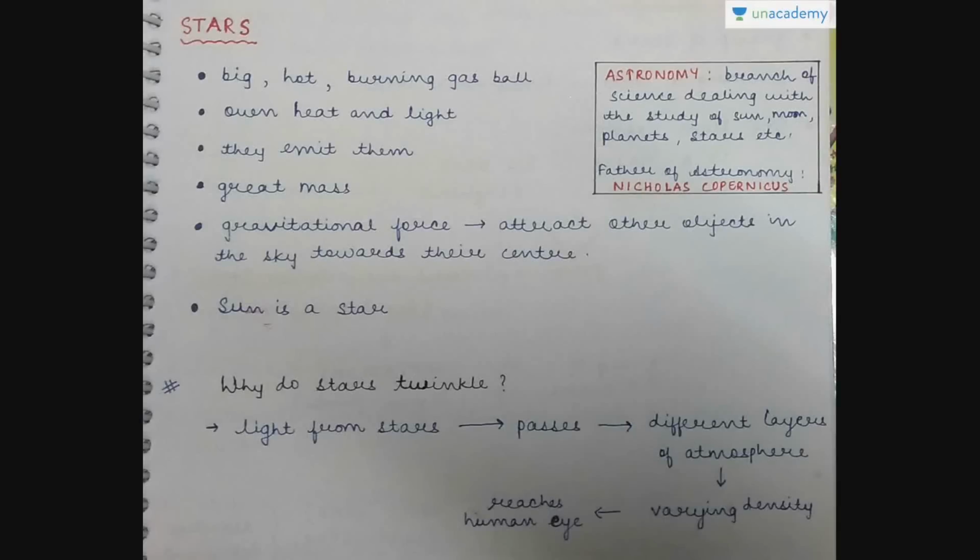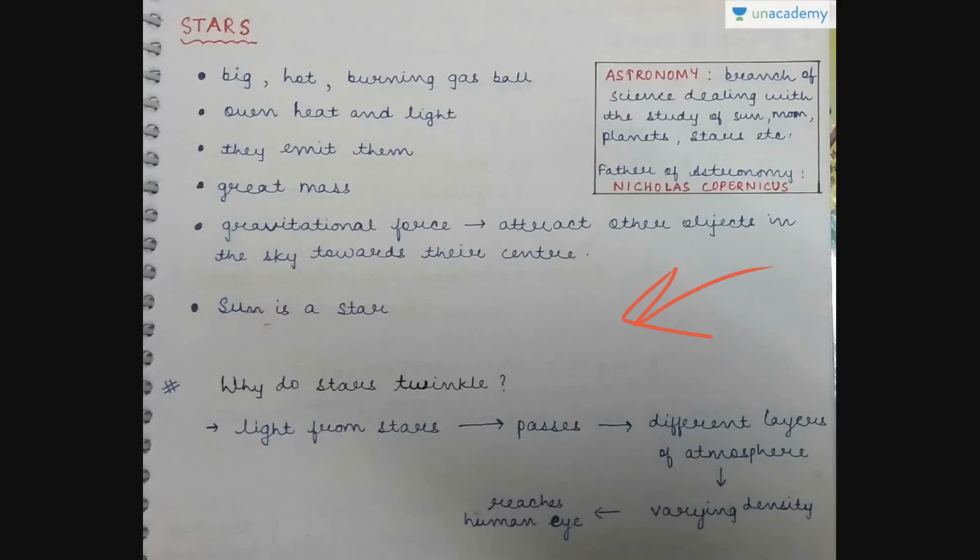Now, what are stars? They are very big, huge in size, very hot, and they are burning balls of gases. They have their own heat and light, very important, own heat and light. They emit them, not reflect them. Then they have great mass, so size is great, and mass also is huge. And they have gravitational force, which is used to attract other objects in the sky towards their center. If this is the star, this is the center, it will attract other objects towards it because of the gravitational force. An example is the sun, which is also a star.